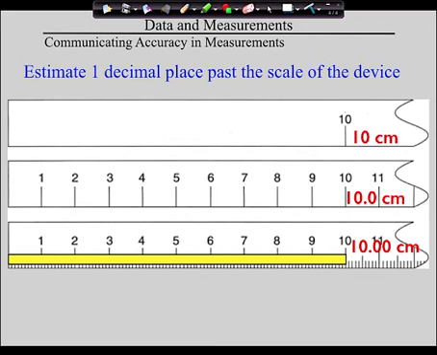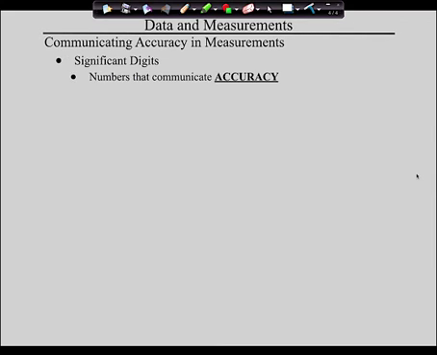They're not mystical, they're not crazy. Guys, all significant digits do is communicate accuracy. So guys, let's turn on the lights and let's make that a part of your notes. So guys, a significant digit is a number that communicates accuracy. Those zeros in those second two measurements are significant because they communicate accuracy.